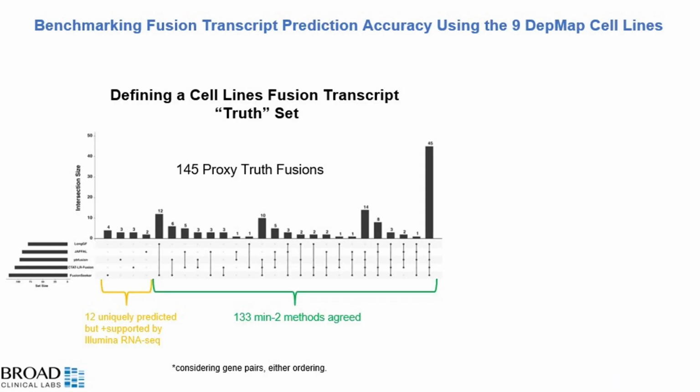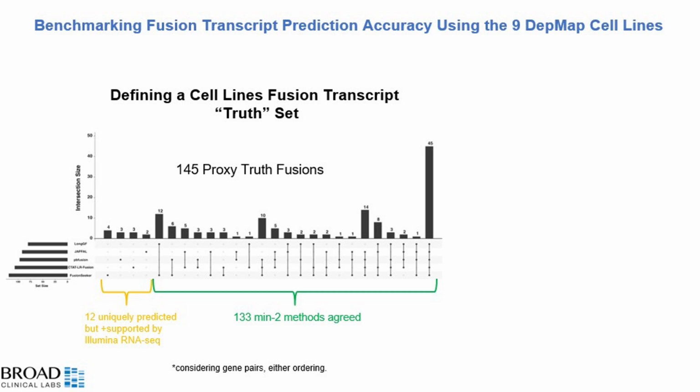Now we want to be able to use this data set for benchmarking as well. So how do we do that? This is real data, not simulated data. We don't necessarily know exactly a perfect truth set for these data. So in this case, we make a proxy truth set. We identify those fusions that are supported by at least 2 programs, which is what we have here.